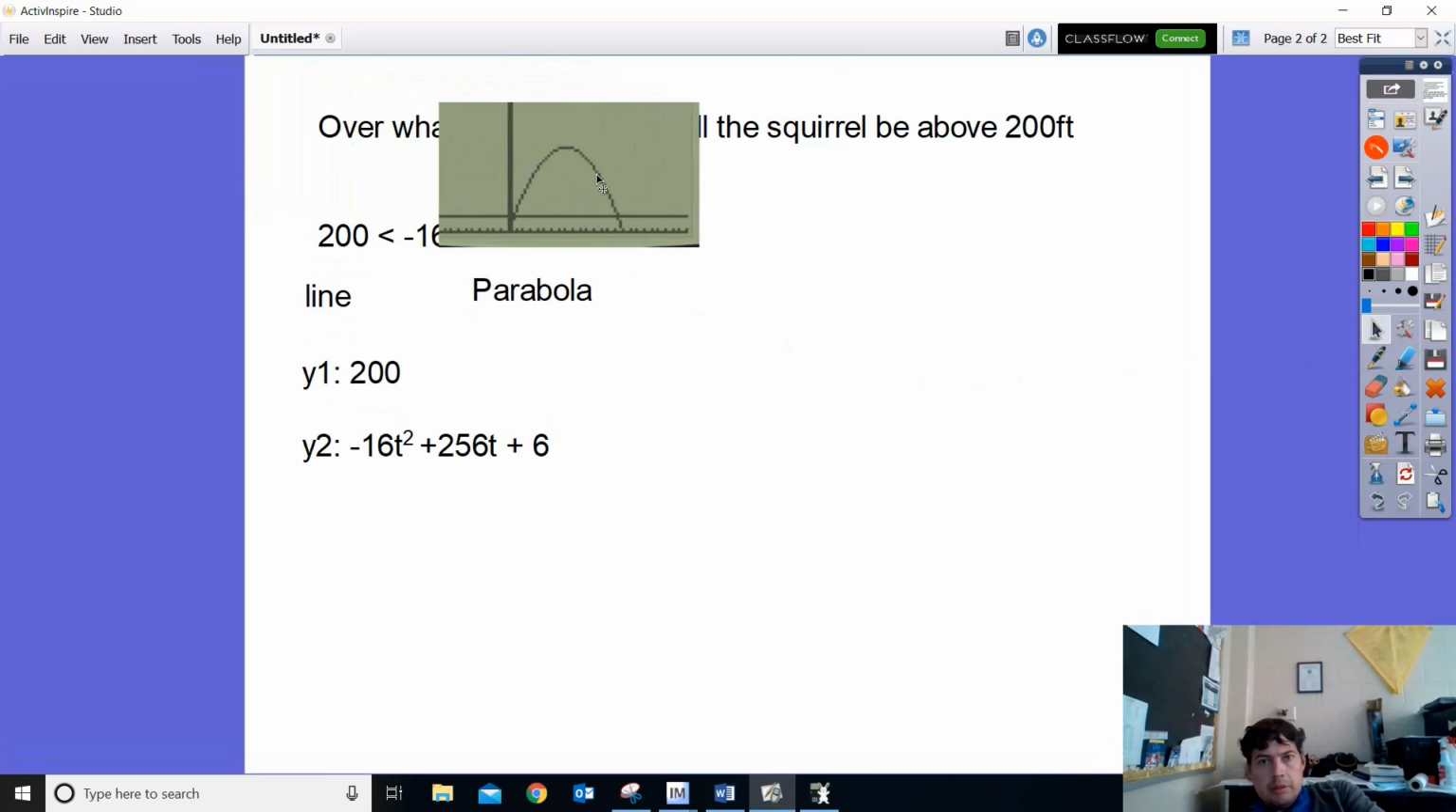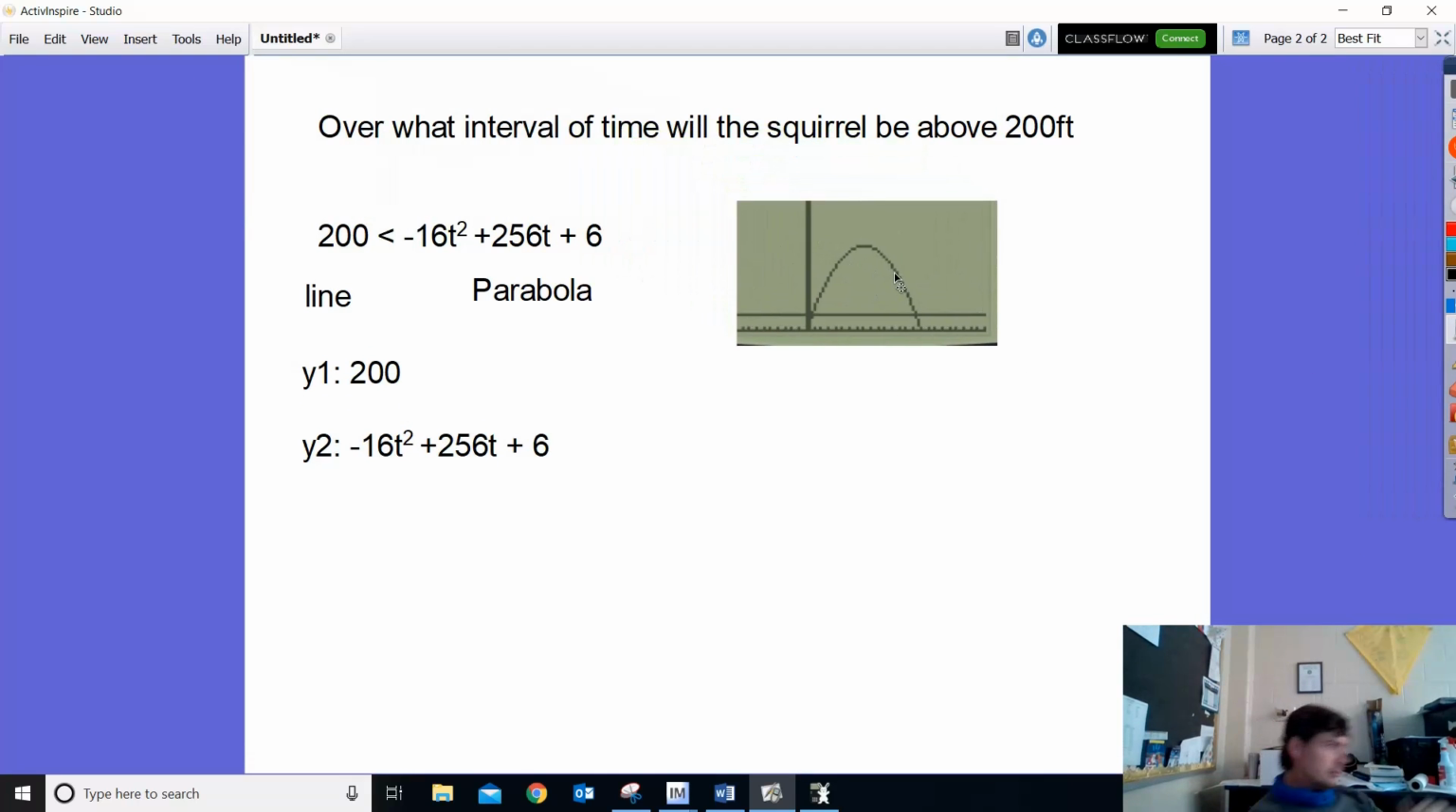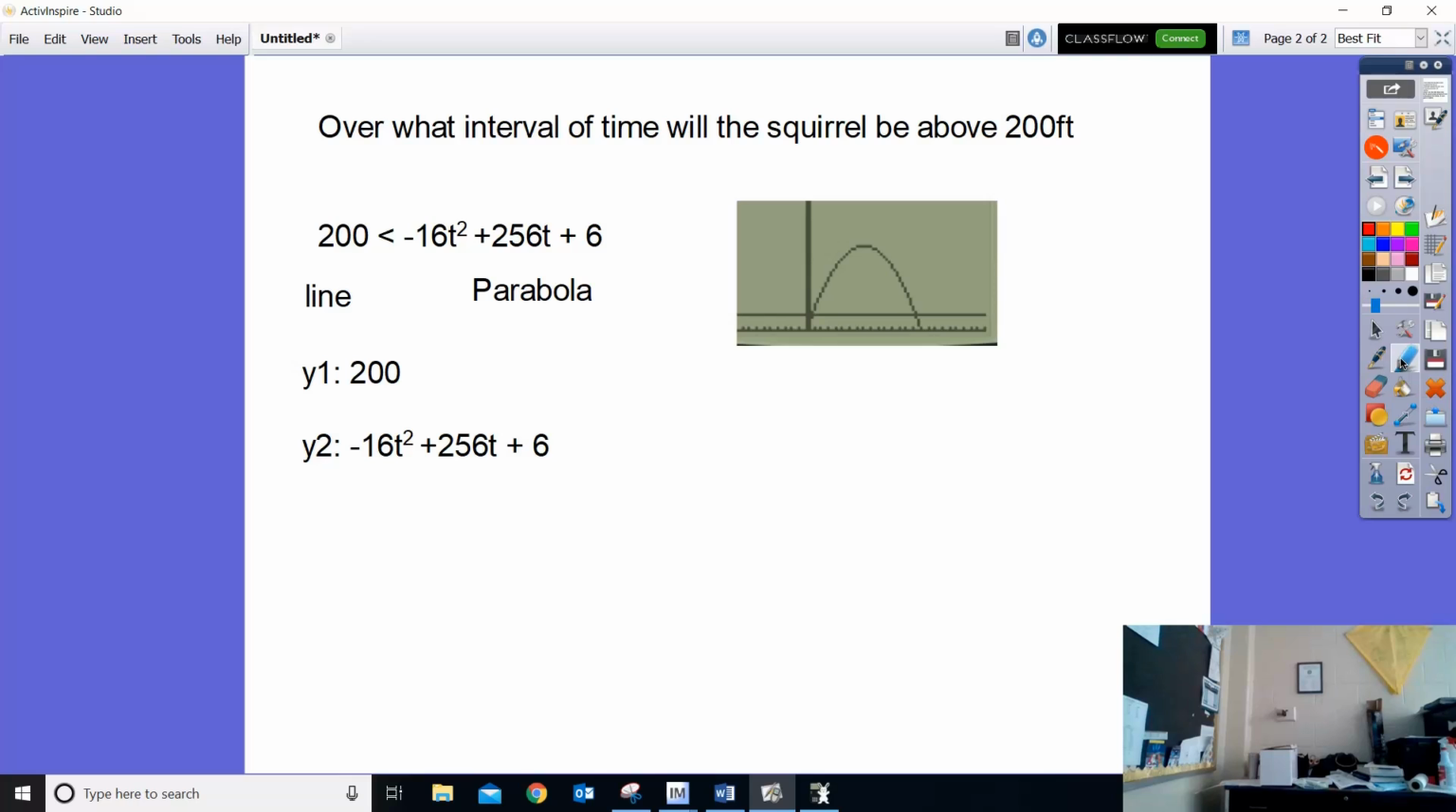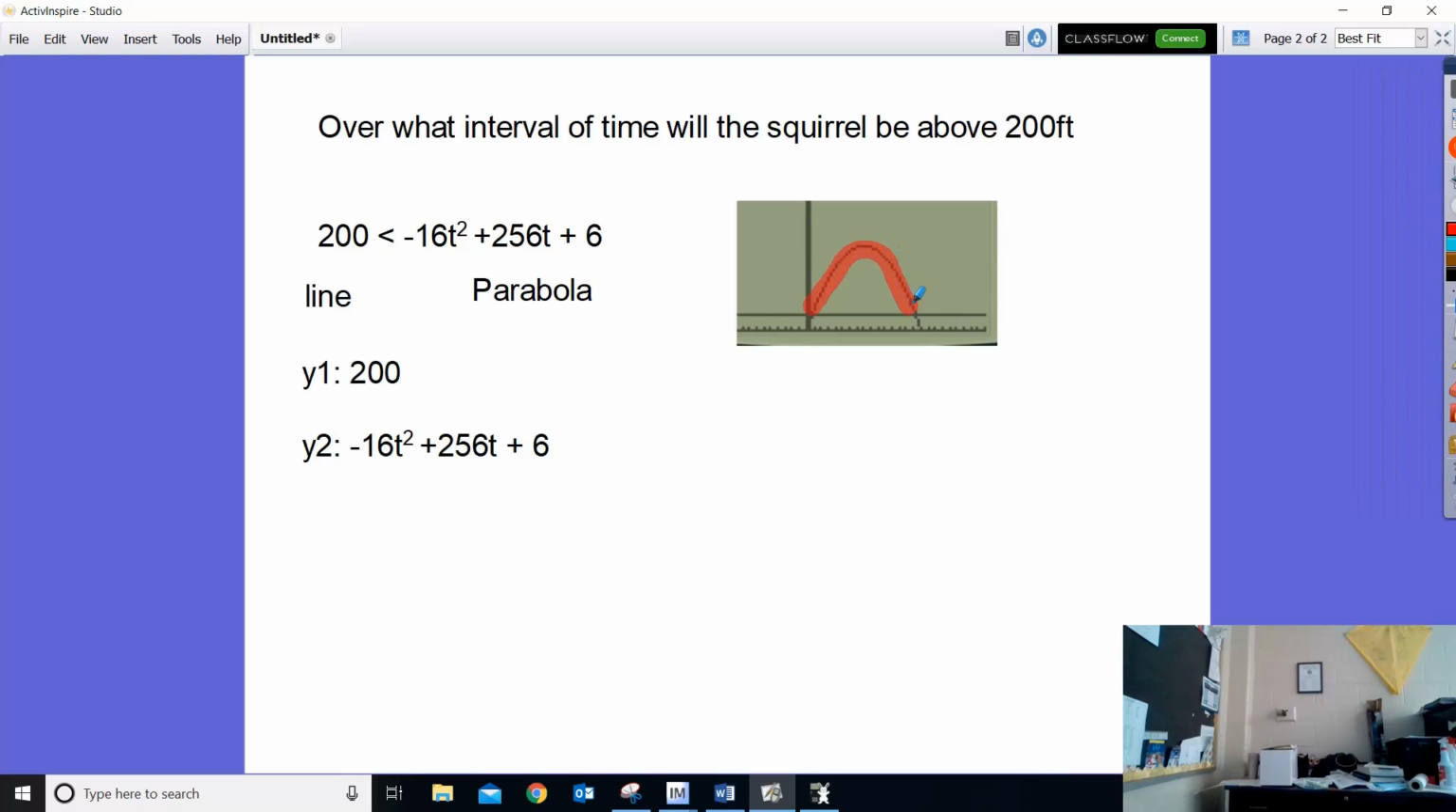You should have something that looks like that on your screen. That line is literally y equals 200. That's that horizontal line that you expect to be drawn. You care about this little path right here, because that's where you're above 200, isn't it? We need to figure out those times, those intersections. There's 2 of them. Because we're going to be between those 2 times.